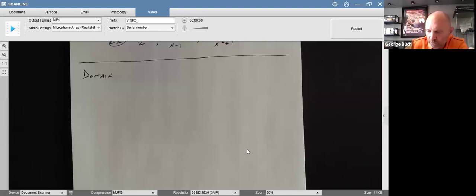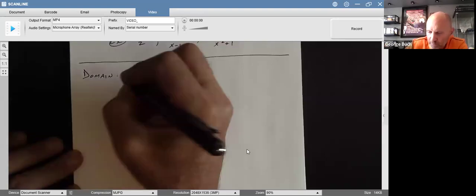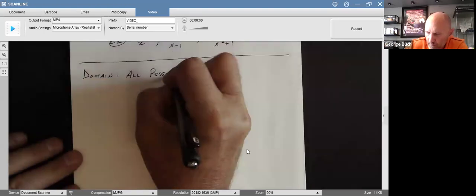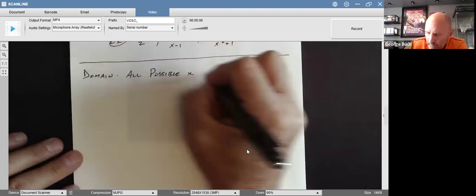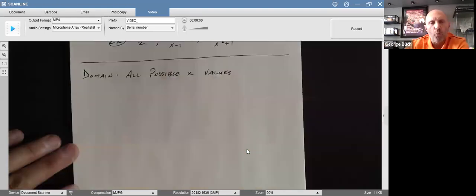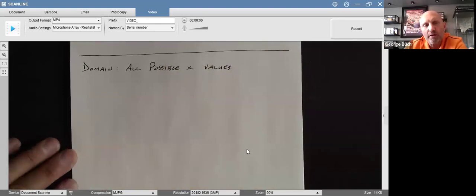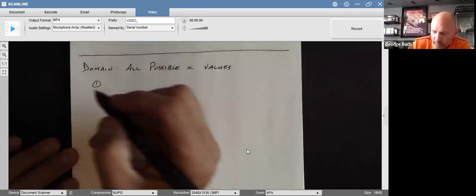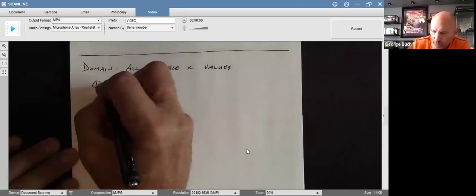And what the domain is and what it means is all possible x values. So what x values can I put in there? What x values am I not allowed to use? And so we're going to have three concerns. We're only going to look at two of them today. The first concern we have, which obviously with the denominator, is that we can't have a denominator of 0.